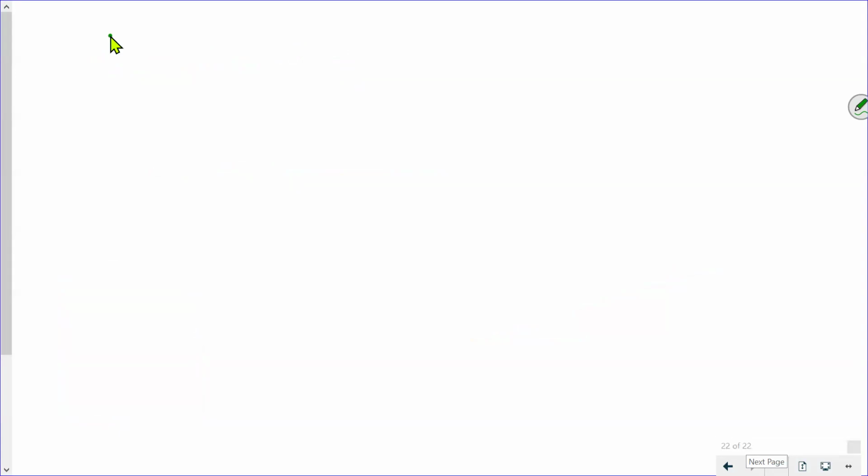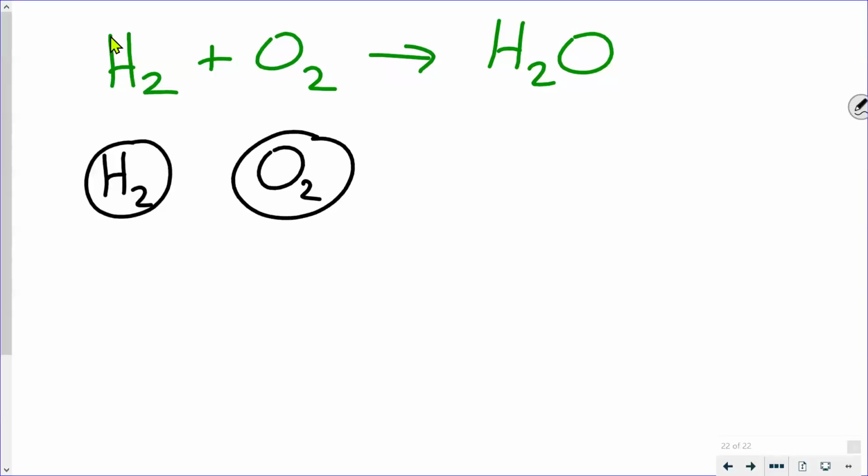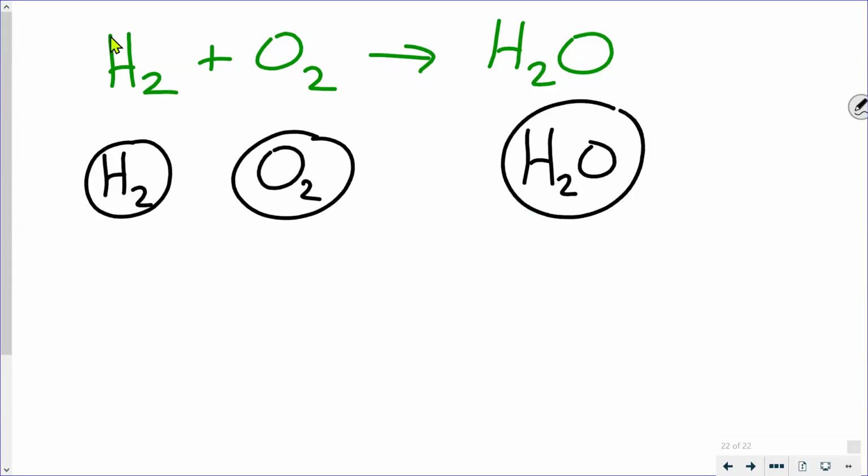So H2 plus O2 creates H2O. All right. So I'm going to use H2, right? O2, H2O, right? Because if I change something, I'm changing the whole thing because those are together.